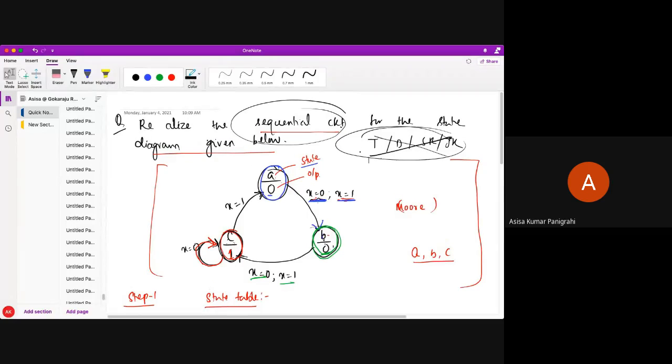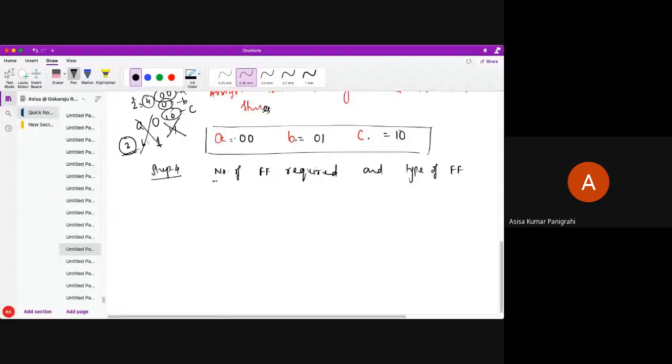Understand? Or any doubt, students, please let me know. Do you have any doubt immediately? Aishwarya, do you have any doubt? No doubt, sir. Okay. If there is no doubt, we'll go for step 4.